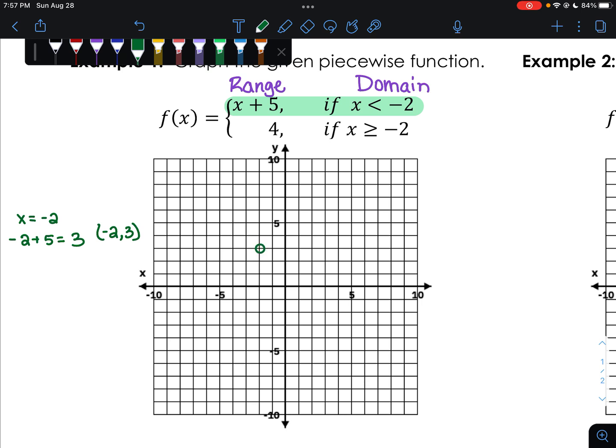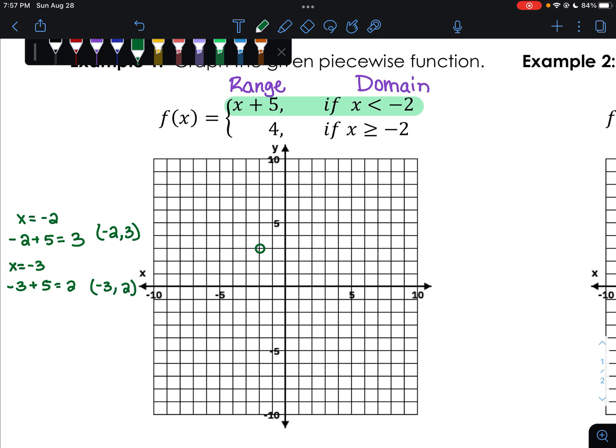Then you can either use the slope from the graph or from the equation, which is 1, and go up 1 over 1. But you have to make sure that you're only graphing when x values are less than negative 2. Or you pick another x value that is less than negative 2. Doesn't matter which x value, whichever one you want. So I'm just going to do when x is negative 3. I plug in negative 3 plus 5, which is 2. So I have the point negative 3, 2.